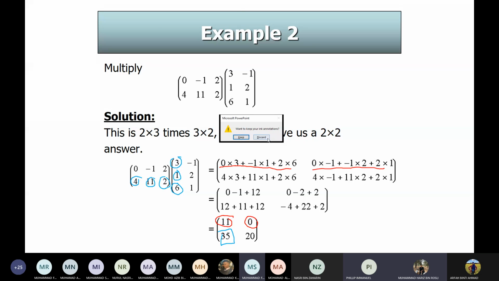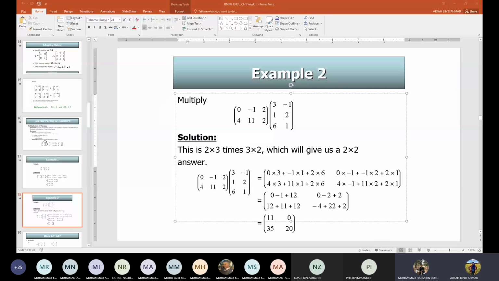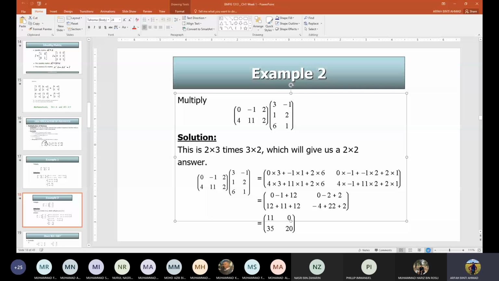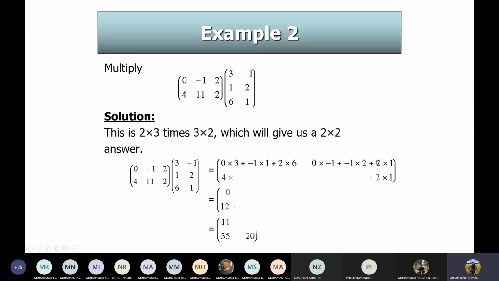Done, Cik. Okay, dapat yang lain? Faham. Faham. Okay.